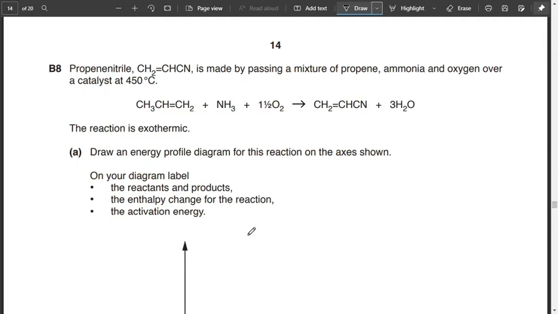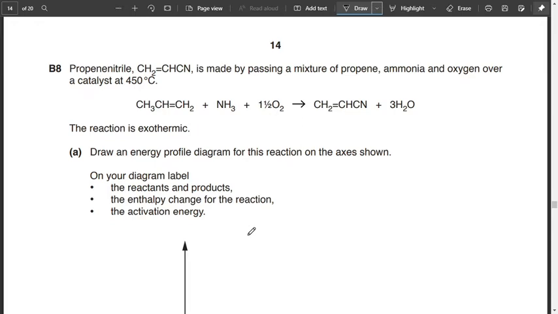Propene nitrile, CH2 double bond CHCN, is made by passing a mixture of propene, ammonia and oxygen over a catalyst at 450 degrees Celsius. CH2CHCH3 plus NH3 plus 1.5 O2 gives propene nitrile and water. The reaction is exothermic. Draw an energy profile diagram for this reaction on the axis.